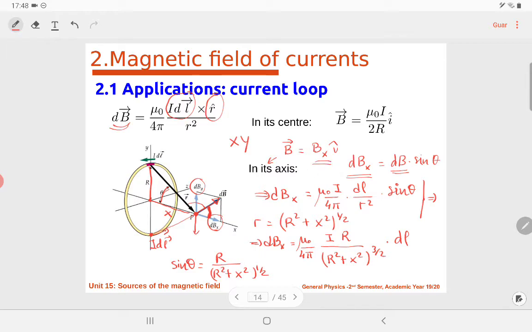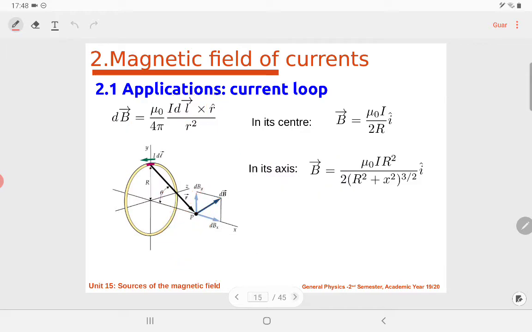We just have to integrate this component, and this integral is very simple because R and x are not going to change. So when you do this integral, you get 2 pi times r. So this gets very simple, and at the end you end up with this expression for the magnetic field provided by a loop on its axis.